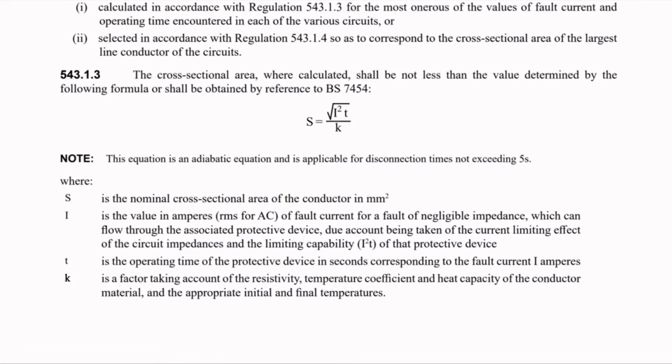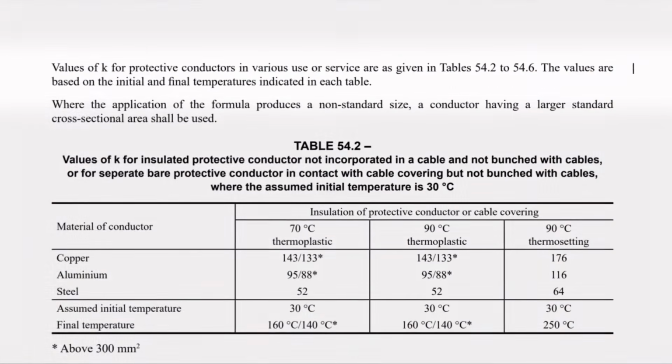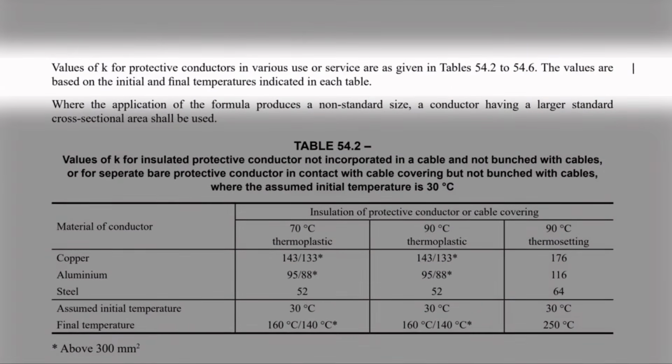Well, let's look back to regulation 543.1.3. The regulation continues over the page and states, values of K for protective conductors in various use or service are as given in tables 54.2 to 54.6. The values are based on the initial and final temperatures indicated in each table. So we need to consult one of these tables to find the correct value. But which one? Well, each table has a description of the protective conductor, so let's go through them.